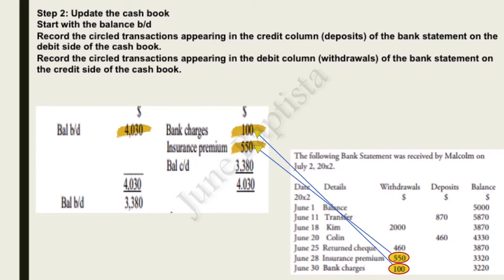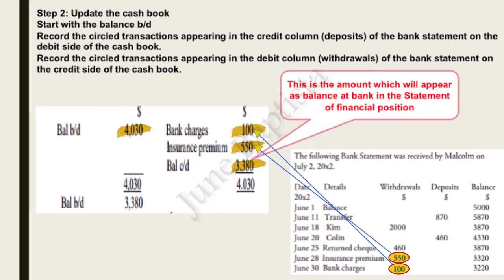Now balance the cash book. The balance is $3,380. This is the amount that will appear as balance at bank in the statement of financial position or the balance sheet at the end of the year.